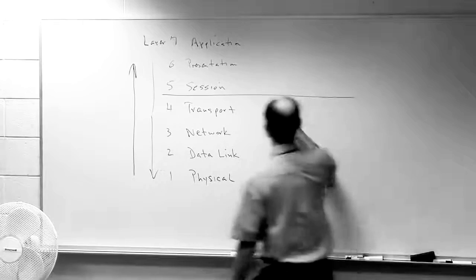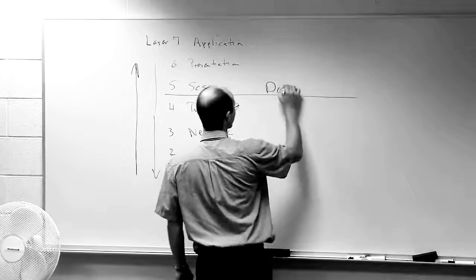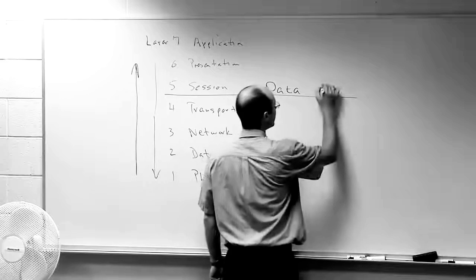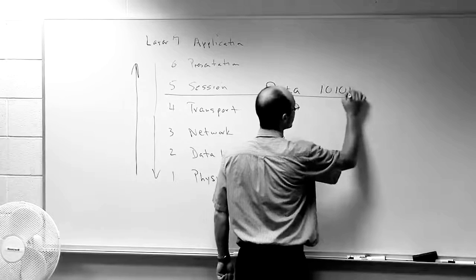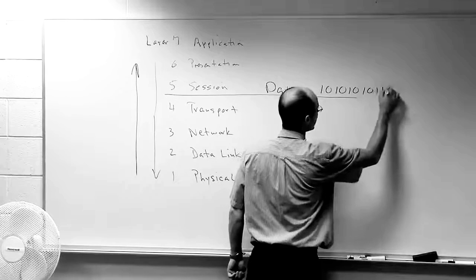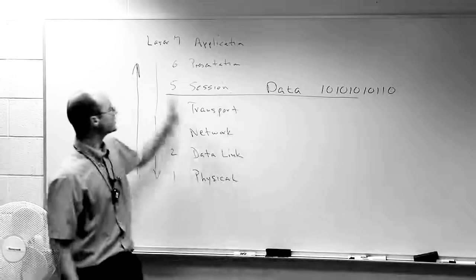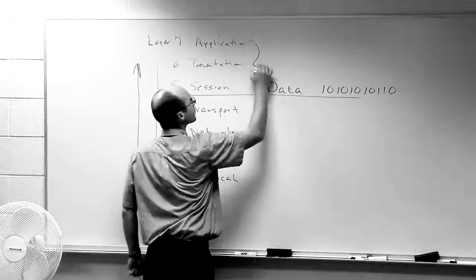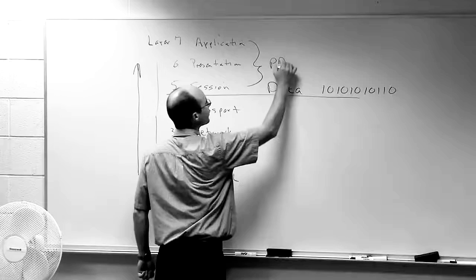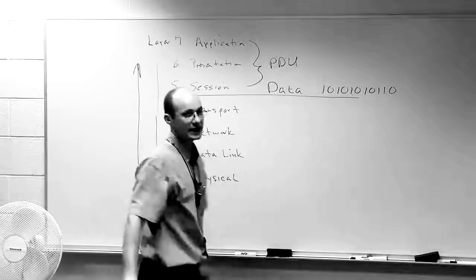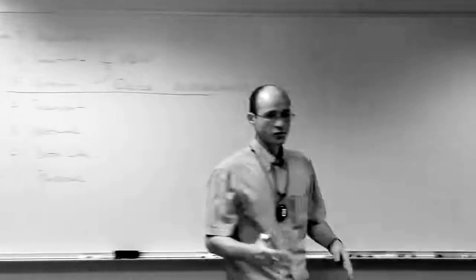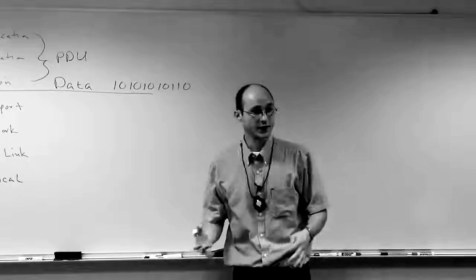So by the time we get down to the transport layer, the PDU should look something like this. It should be in a binary format. So these three layers produce a PDU that we will call data. PDU is short for what? Protocol Data Unit.